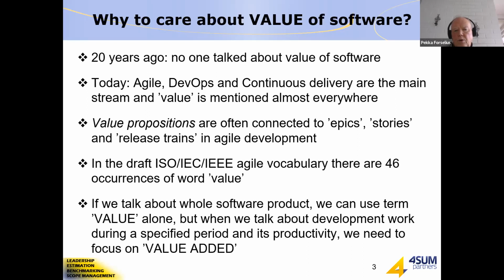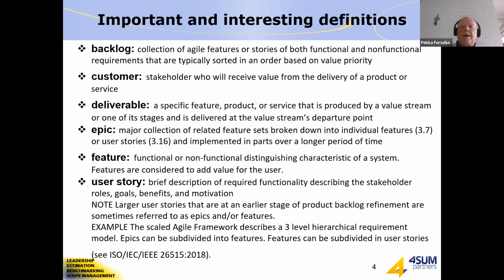And if we talk about whole software product, we can use the term value, so value of software. But when we talk about development work during a specified period, then we should focus on value added. And then I picked from the ISO standard some important and interesting definitions. So backlog is a collection of agile features or stories of both functional and non-functional requirements that are typically sorted in an order based on the value priority. So there is the value. Then customer is a stakeholder who will receive value from the delivery of a product or service.